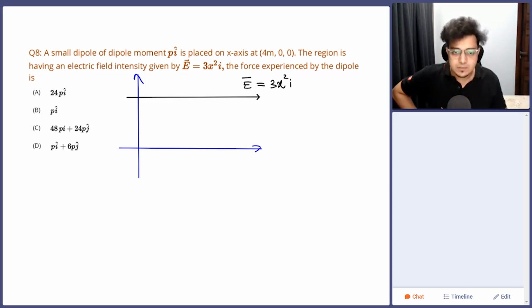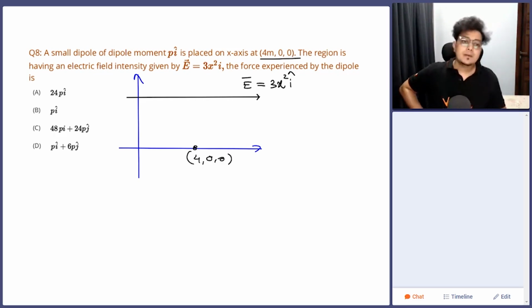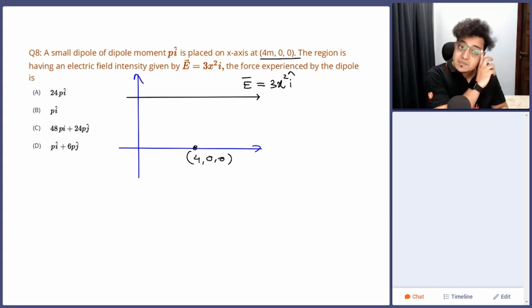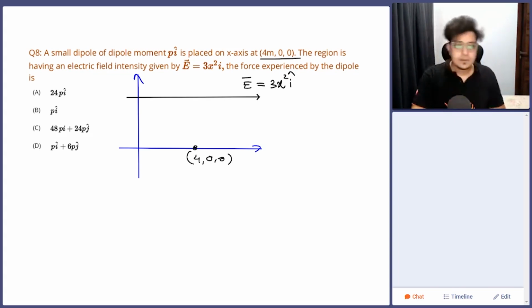So that means electric field is not constant. It is variable. With respect to x value, it will change. And we're supposed to study for a point which is at 4 meter, 0, 0. So somewhere, let's say here. Okay, 4 meter, 0, 0, a point on x-axis. Now, how much will be the force experienced by this dipole? If this electric field is present, it's present in the entire region. Its strength is changing with respect to x, but it is present everywhere.